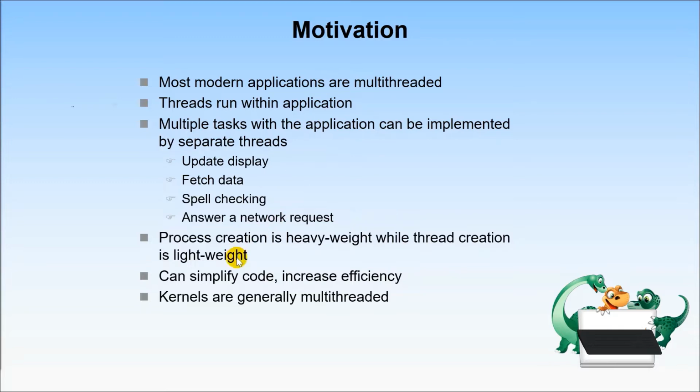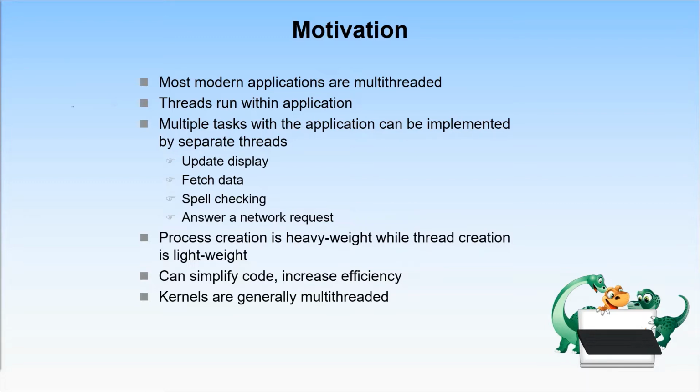Process creation is heavyweight while thread creation is lightweight. That's why we have the motivation for creating a thread. It can simplify the code and increase efficiency. Kernels are generally multi-threaded. Threads are very useful in modern programming whenever a process has multiple tasks to perform independently of the others. A good multi-threaded application for programming is of course Java.